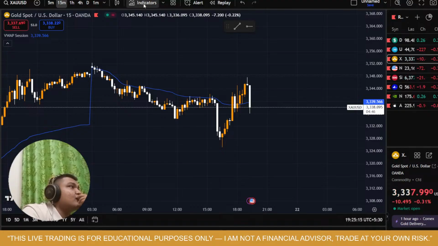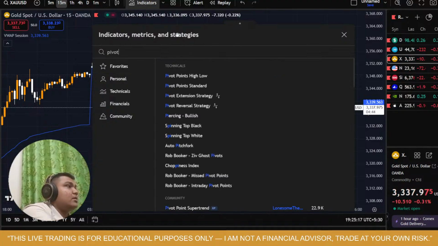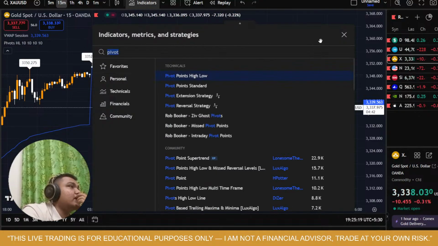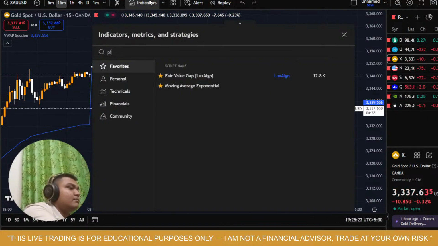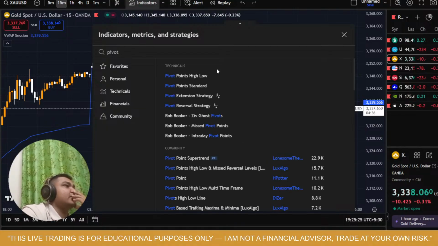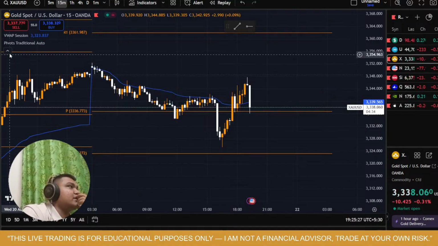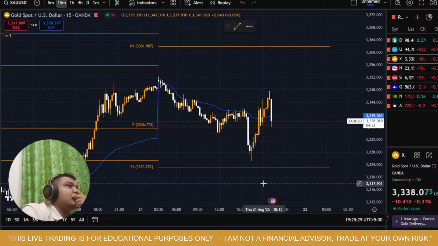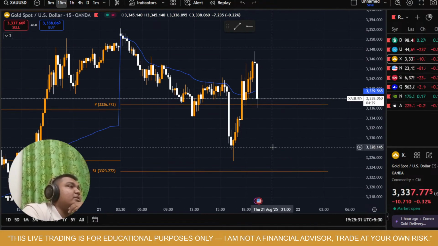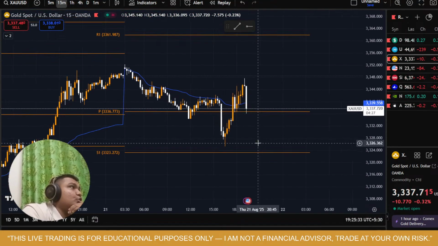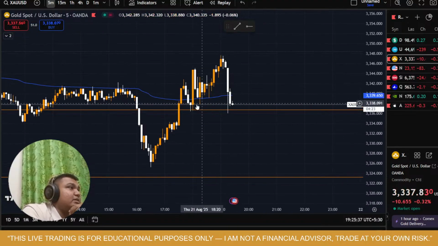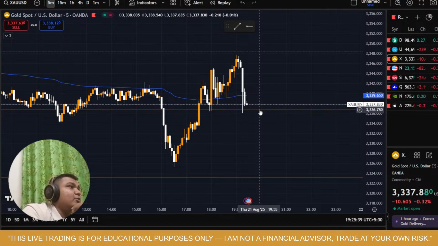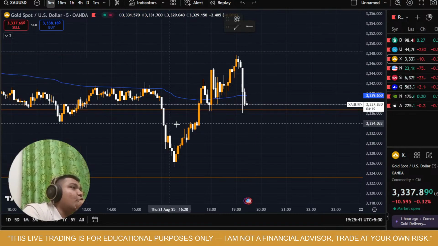See, let me add pivot. How pivots are looking in gold. Not this pivot. Pivot standard. Pivot point standard. Okay, so this is currently rejecting from the pivot point right now. So if it starts breaking this pivot point and this previous support, then you might look for short.